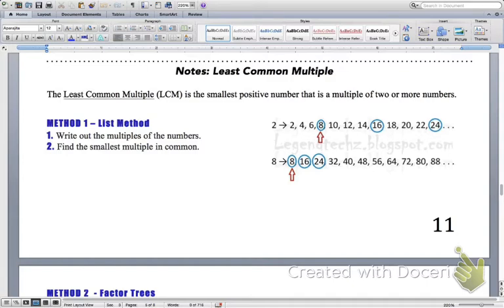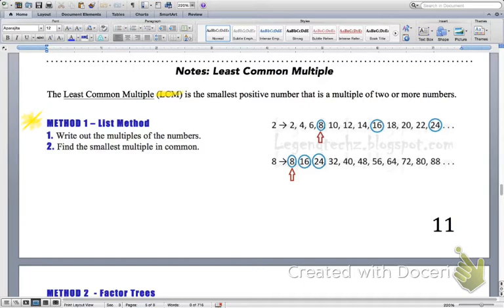So let's look at the definition first. The least common multiple, for short LCM, is the smallest positive number that is a multiple of two or more numbers. So we're going to go over our first method called the list method. Usually this is a pretty easy method to use when your LCM is a smaller number.